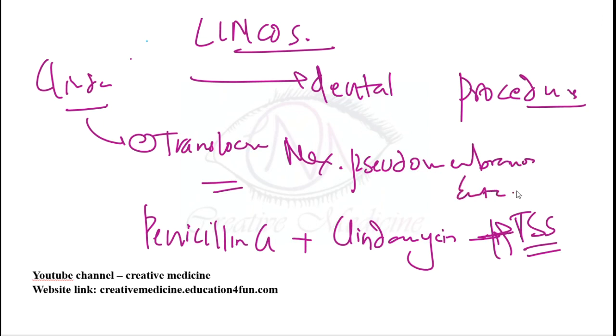Pseudomembranous enterocolitis is mainly caused by Clostridium difficile. The drug of choice for pseudomembranous enterocolitis is oral vancomycin, and even metronidazole is a drug of choice.